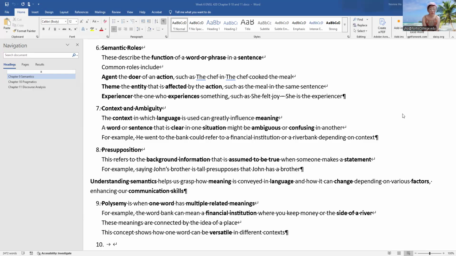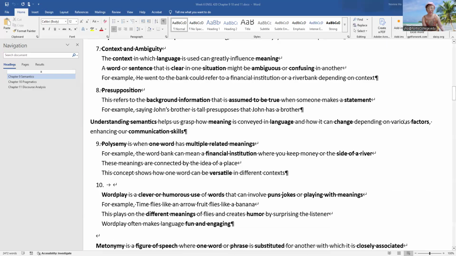Presupposition. This refers to the background information that is assumed to be true when someone makes a statement. For example, saying John's brother is tall presupposes that John has a brother. Understanding semantics helps us grasp how meaning is conveyed in language and how it can change depending on various factors, enhancing our communication skills.